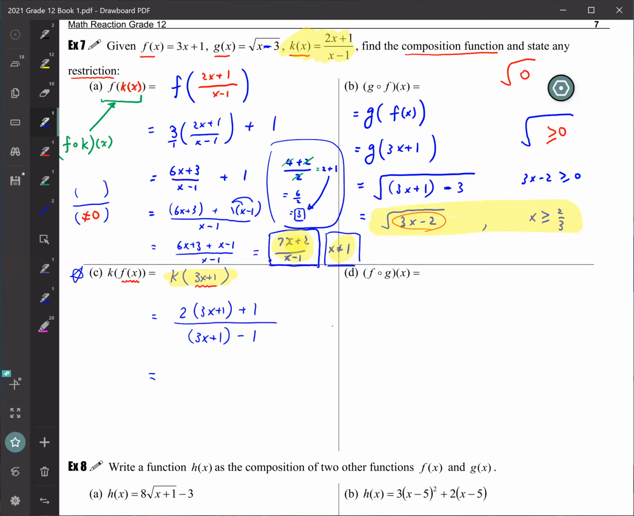And multiply in the 2, right? Multiply the 2 in. After that, combine all the like terms, okay? Raise your hand when you are done.